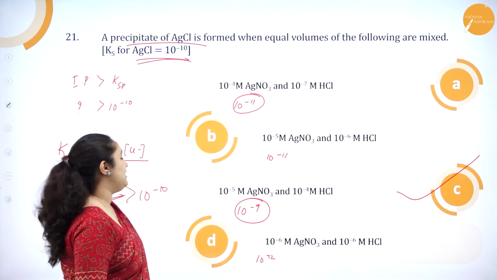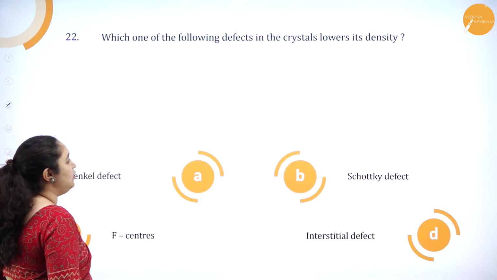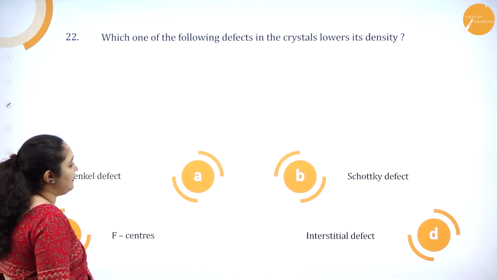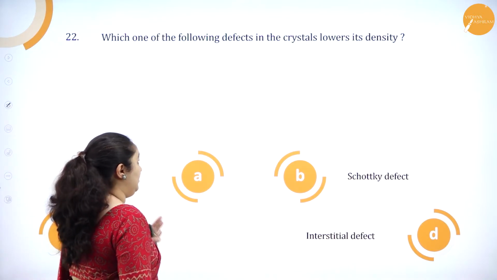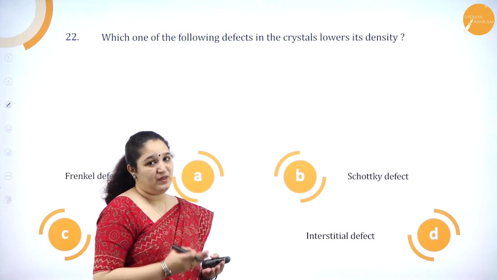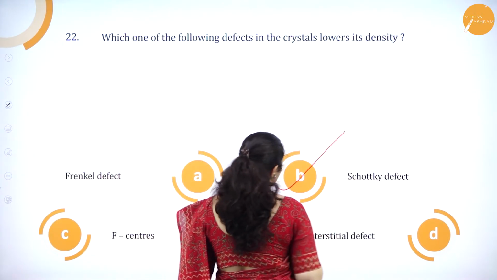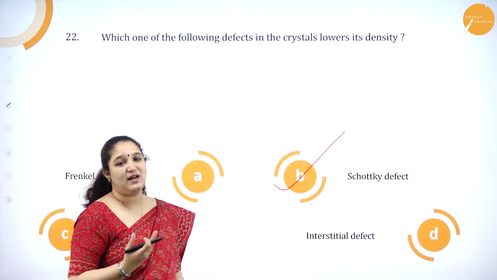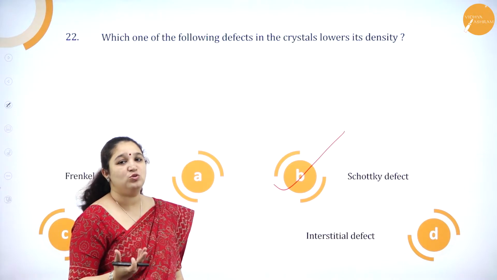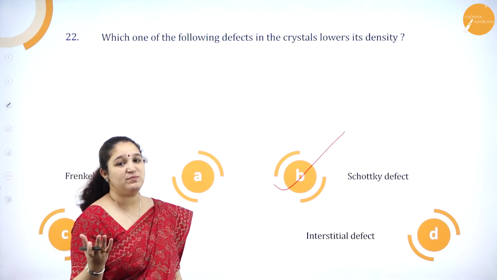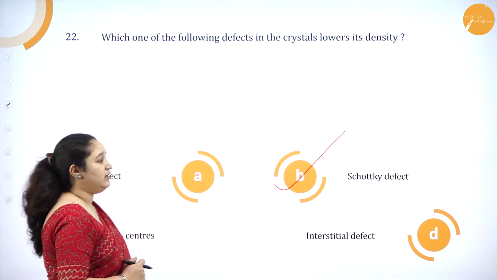Okay. Next question. Which one of the following defects in the crystal lowers the density? Frenkel defect, Schottky defect, F centers, interstitial defect. We know very clearly the density is decreased in Schottky defect, where an equal number of cations and anions are missing from their lattice sites. The solid is neutral, but as the ions are missing, the density will decrease. So the answer is Schottky defect.